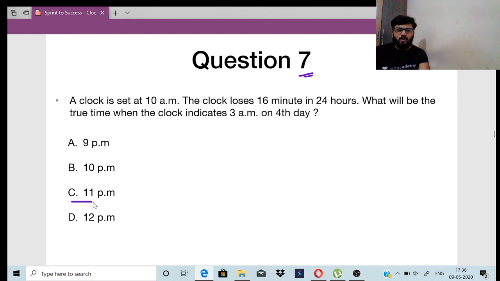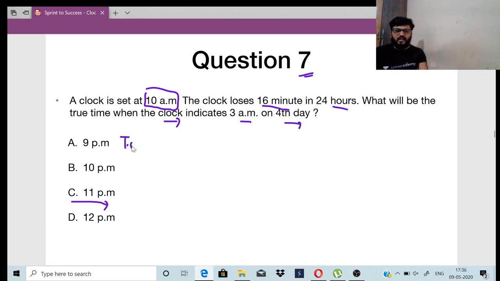Right, here it will be option C, 11 p.m. So what they have told: the clock is set at 10 a.m. and it loses 16 minutes in every 24 hours. What will be the true time when the clock indicates 3 a.m. on the 4th day, right? 3 a.m. on the fourth day.